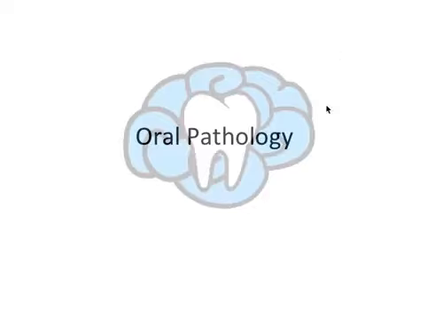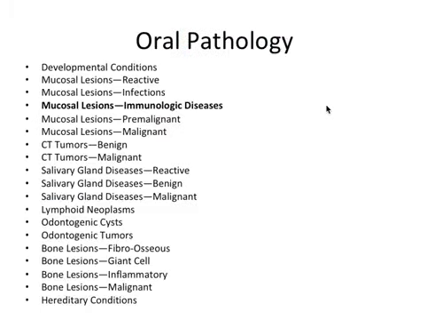Hey guys, it's Ryan. In this video, we're going to continue talking about oral pathology, and we'll talk specifically about immunologic diseases affecting the oral mucosa. So these conditions are related to autoimmune or hyperimmune reactions to known or often unknown stimuli. Autoimmune is when the immune system attacks its own body, whereas hyperimmune is where the immune system just kind of goes overboard in response to some stimulus.